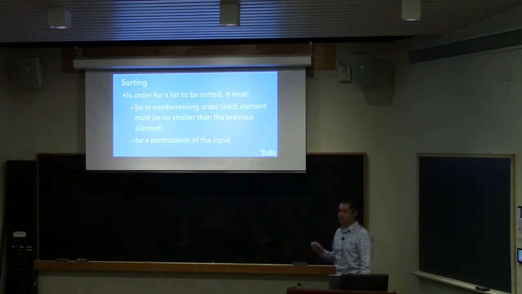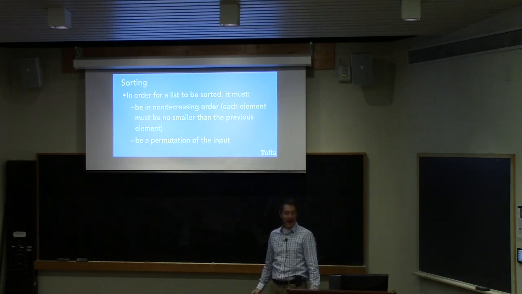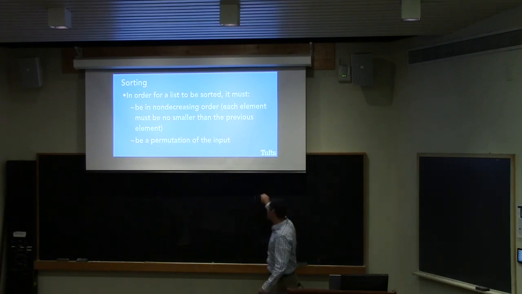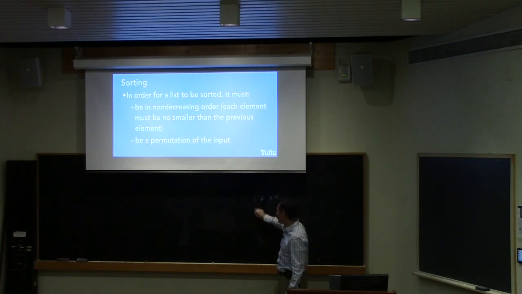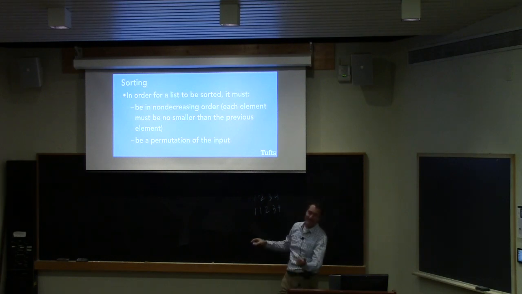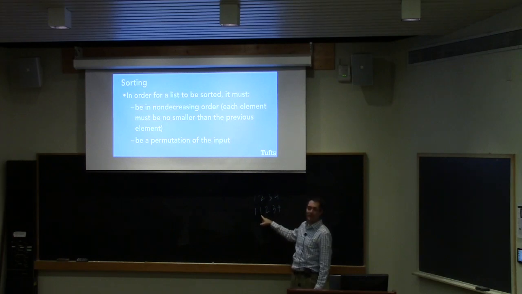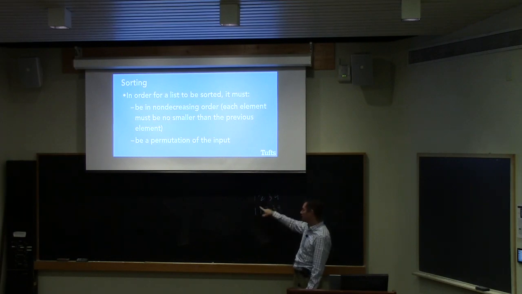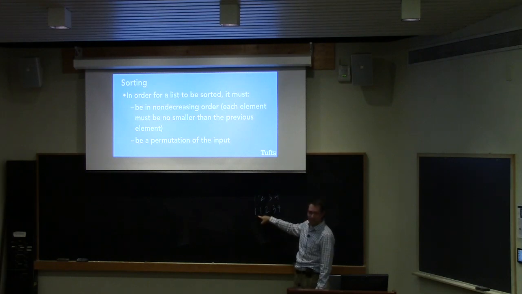For a list to be sorted, it has to be in non-decreasing order. What else could we say? Increasing, no. 1, 2, 3, 4 is increasing. What's 1, 1, 2, 3, 4? It's non-decreasing, right? It's a computer science-y thing. Basically, the number next in order can't be smaller than the one next to it, but it can be the same. So this is sorted. This is also sorted, but this is non-decreasing, not strictly increasing.